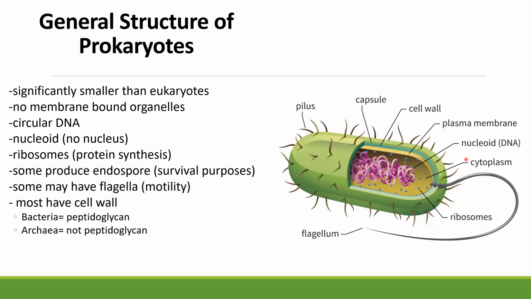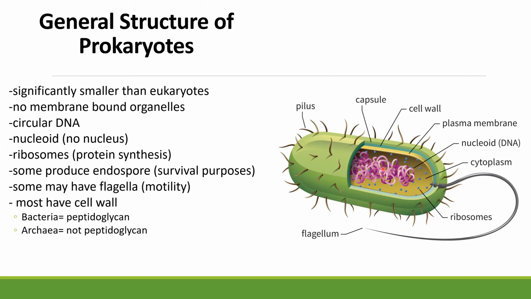So this is just a general structure of prokaryotes. So one, they are significantly smaller than eukaryotes, and there's actually an image showing the two side by side, so you can really get a visual of how much smaller prokaryotes are than eukaryotes. If you remember back to our previous lecture, prokaryotes do not have membrane-bound organelles. They have circular DNA, so their DNA is just like one chromosome. It's found in this loose spaghetti-like pattern here, and it's referred to as the nucleoid.